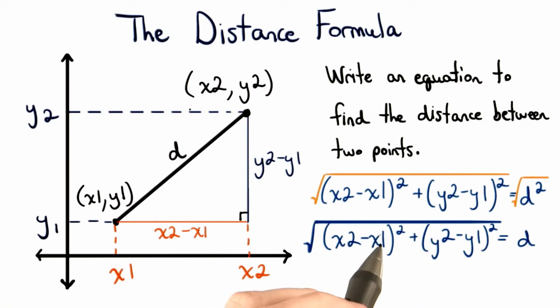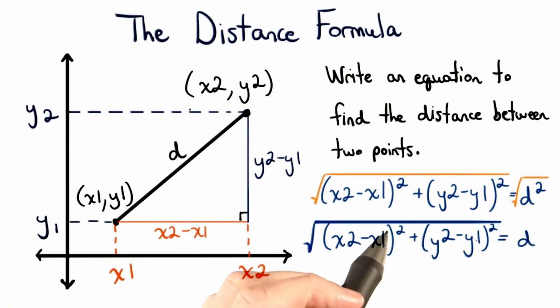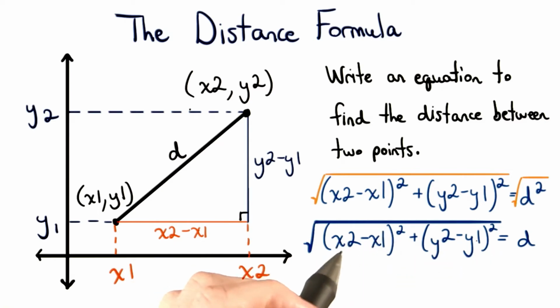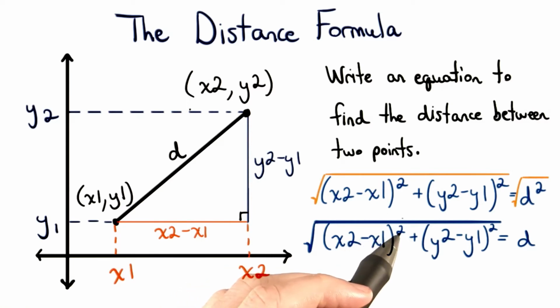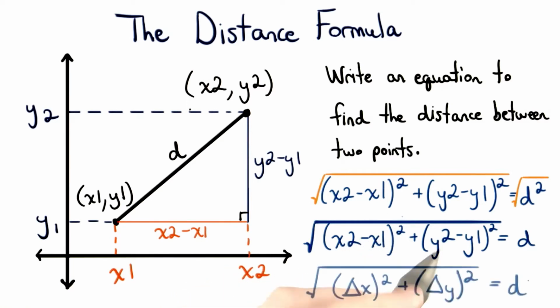Now, the order of these variables doesn't actually matter since we're squaring the numbers. If we wound up with a negative value here, it would become positive since we're squaring it. The same is true for the y values. If this value was negative and we squared it, it'd wind up being positive.